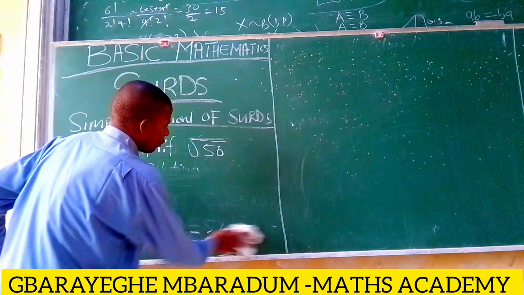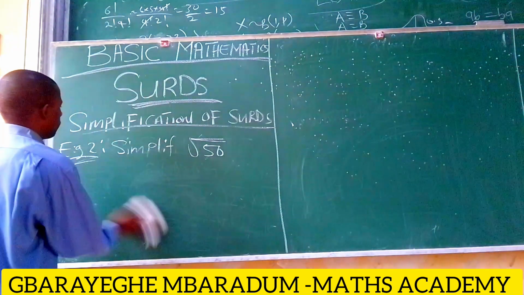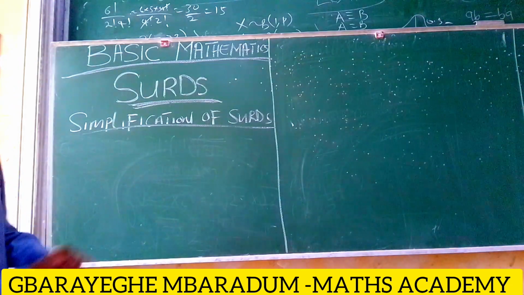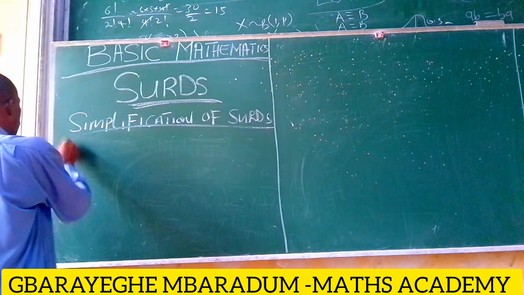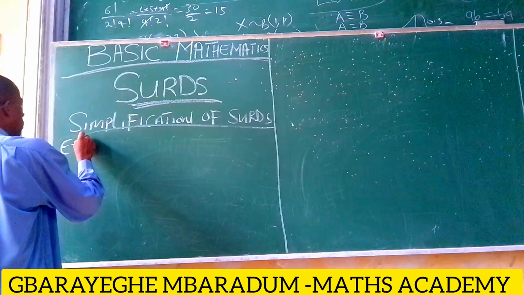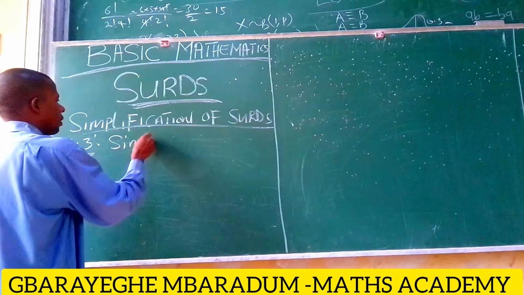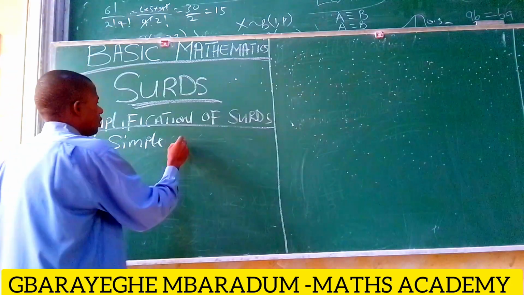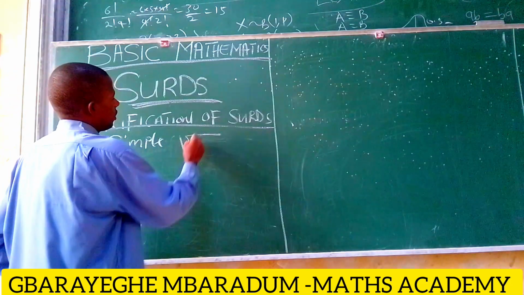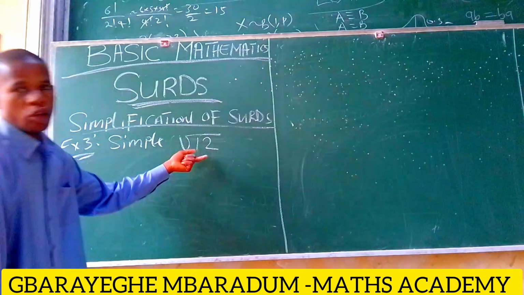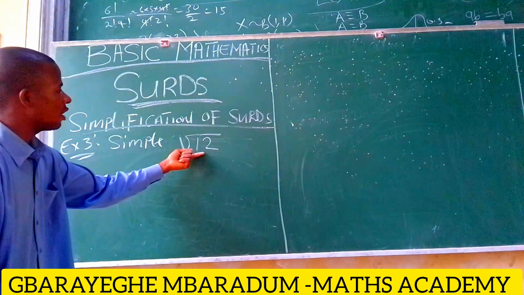Let's look at the third example on how to simplify surds. Example 3. They say we should simplify the square root of 12. How are we going to simplify this?